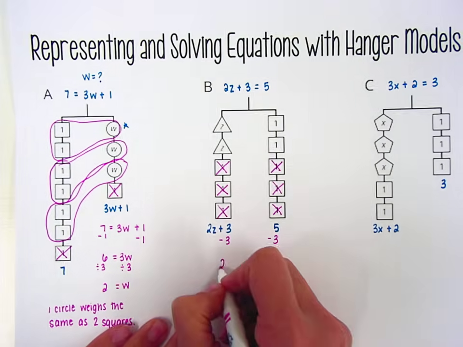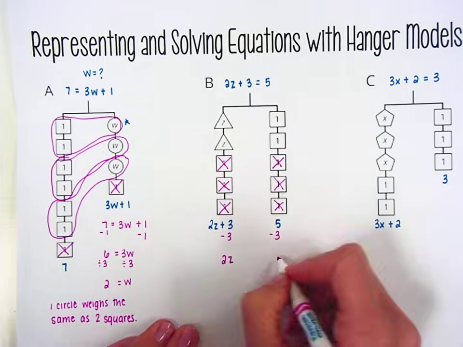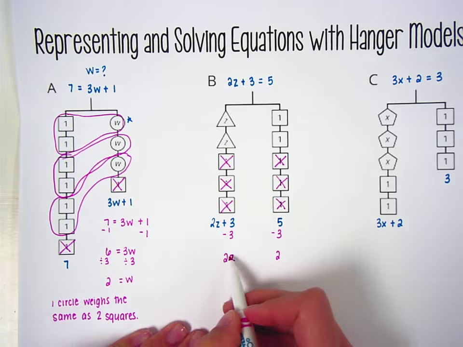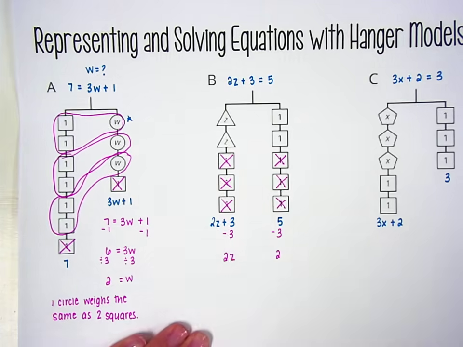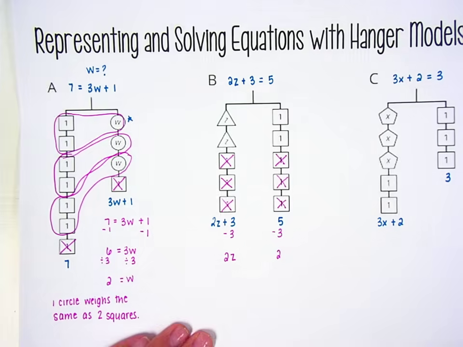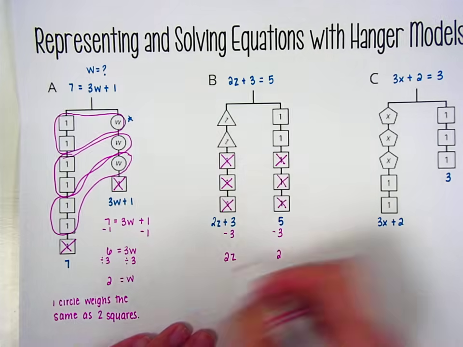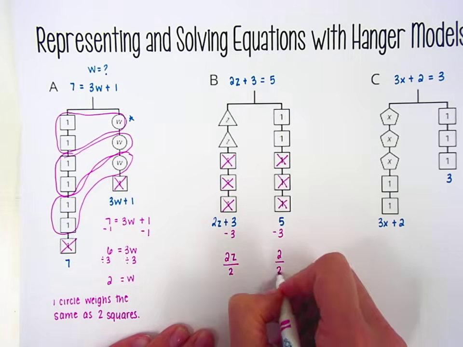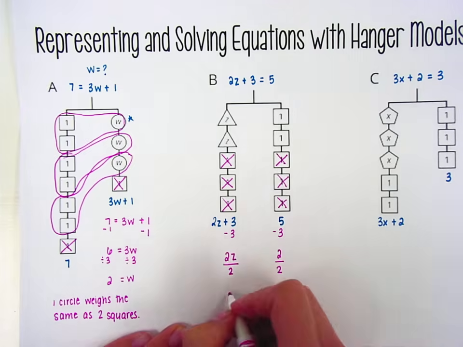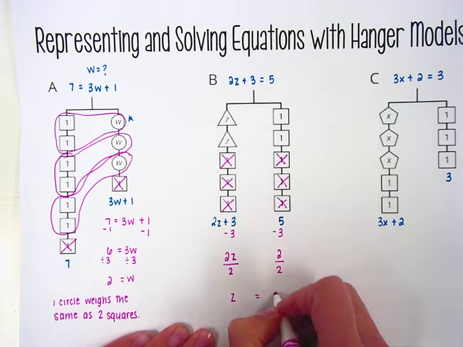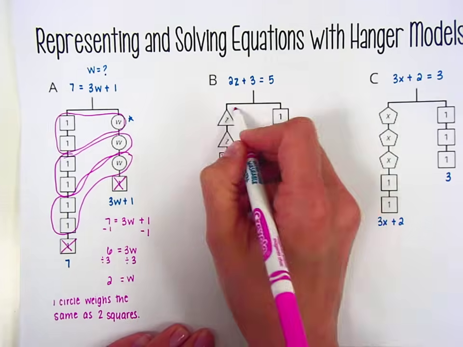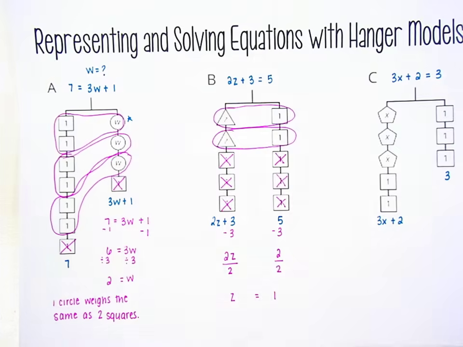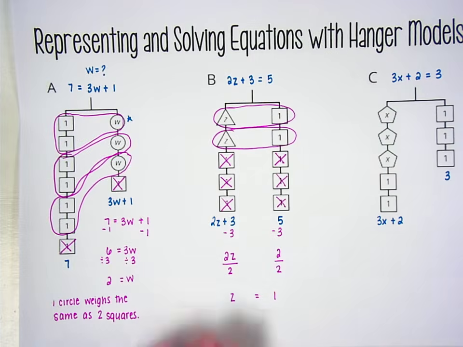That leaves me with 2Z on the left side and 2 on the right side. So I now know that 2 Z's, or 2 triangles, weigh the same as 2 squares. Again, ultimately, I want to know what just 1 Z weighs the same as, and I can do that by splitting those Z's into 2 groups and splitting the remaining 2 into 2 groups as well. So 1 Z represents 1 square. And you can see that by making those groups on the hanger model as well. So in this case, Z is equal to 1.